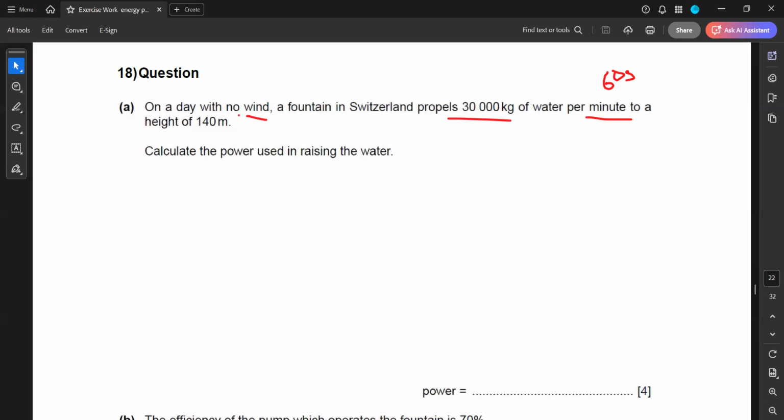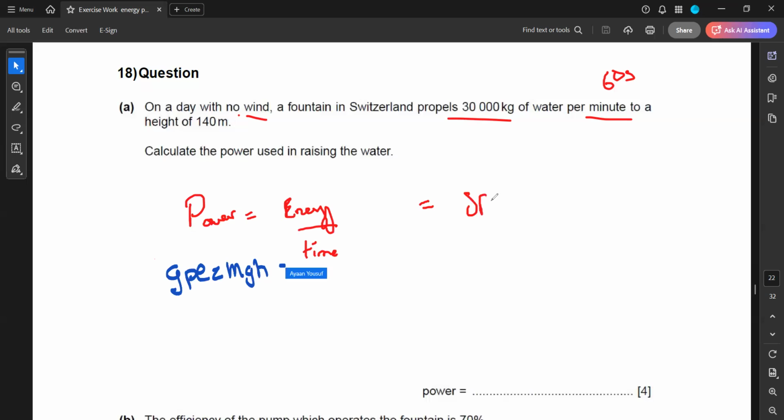So if you need the potential energy, we need the power here. How we can work out the power, the formula for the power. Power is work divided by time, or power is energy divided by time. So which form of energy will he have? He will have a gravitational potential energy divided by time.